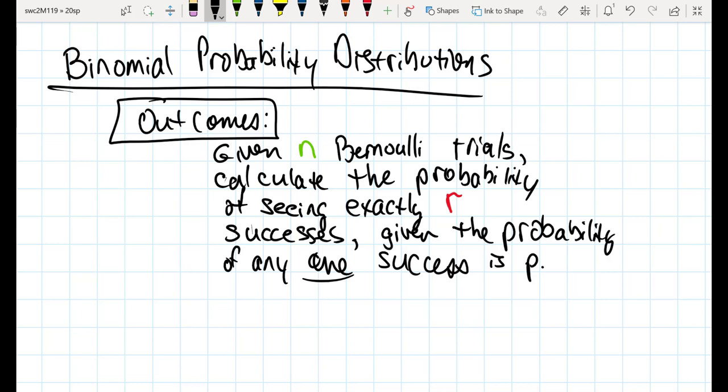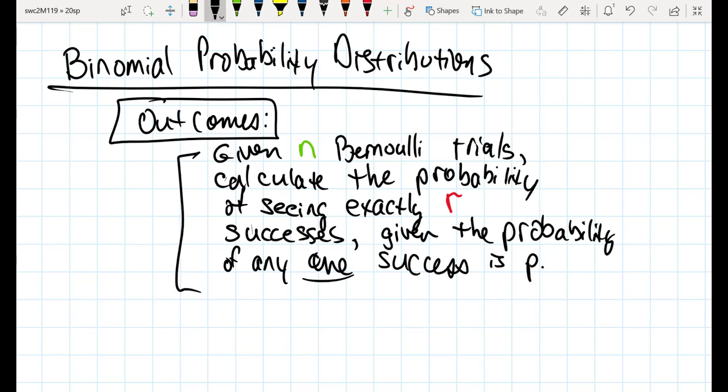Okay, so now we're ready to solve some problems that can be classified as binomial probability distribution type problems. This statement here says, given some number of trials, we want to know what the probability of seeing exactly some number of successes.